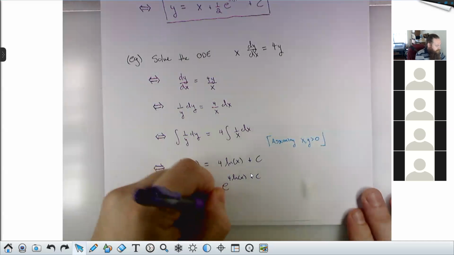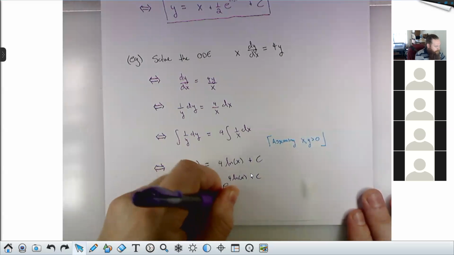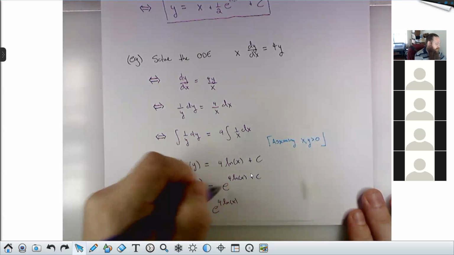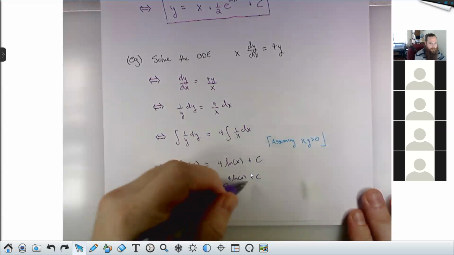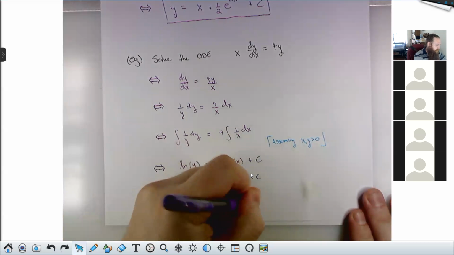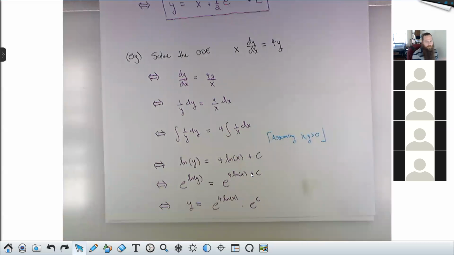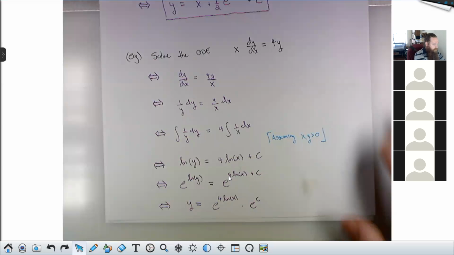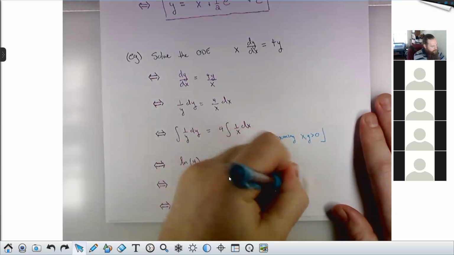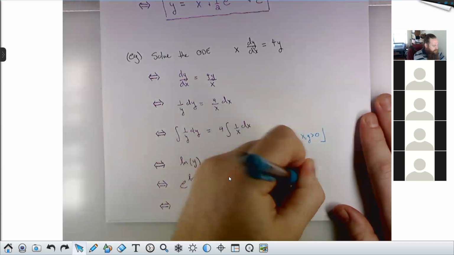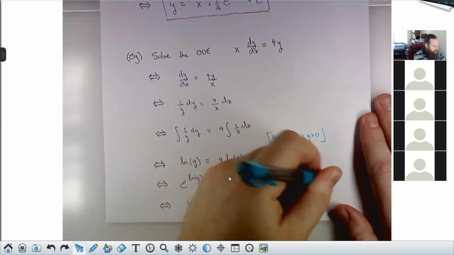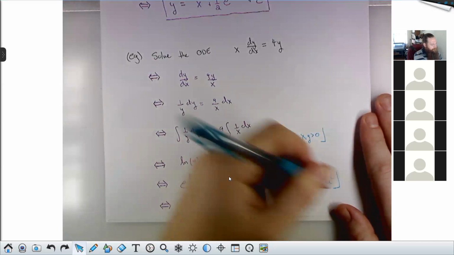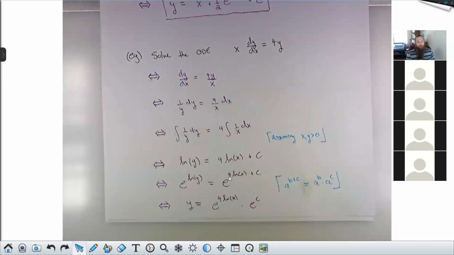Very good. This is one of those basic rules for exponents, that if you have something raised to a sum of two powers, that is the product of that base raised to those two powers. So the algebra rule here is that a raised to the b plus c is the same as a to the b times a to the c. Okay, we're almost there.